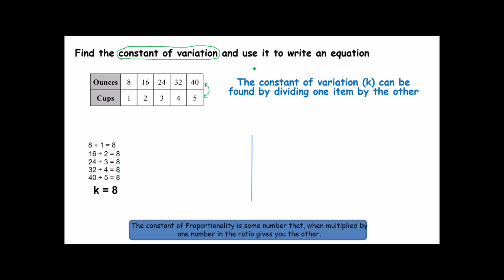So we found k. But notice the second part of this. It says, use this to write the equation. In other words, once I realize that the constant of variation is 8, I need to write an equation that compares ounces to cups. Because I can see that if I have 1 cup and multiply it by 8, it gives me the ounces. If I have 2 cups and I multiply it by 8, it gives me the number of ounces. In fact, no matter what the number of cups is, if I multiply it by 8, it's going to give me the number of ounces. So what I'm going to do then is just say my ounces is 8 times my cups. Notice I did the constant of variation times cups to get the ounces.